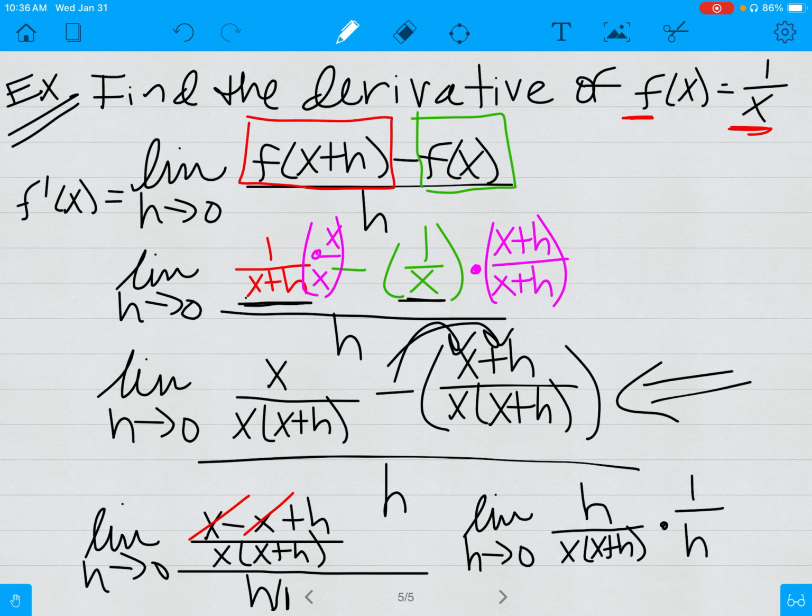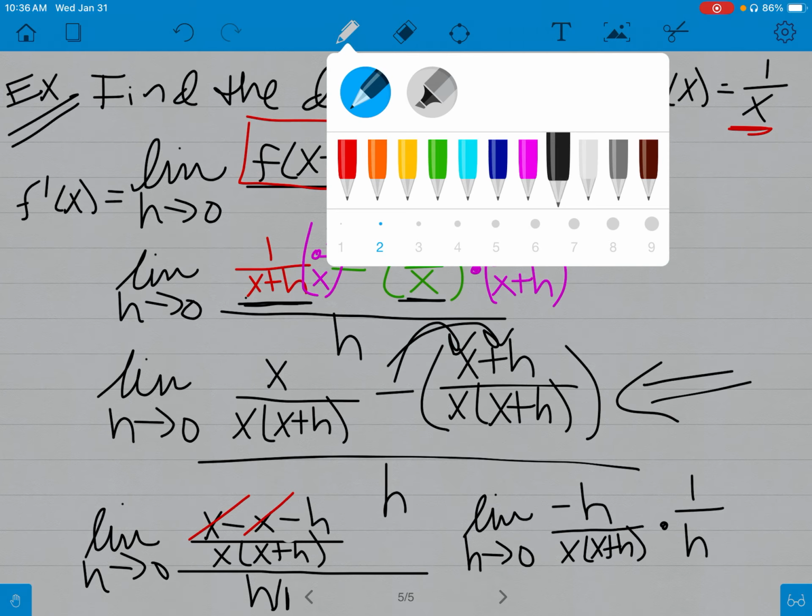Oops, and I just realized, you guys might have caught me out on this earlier. I had x minus x plus h. It's actually x minus x minus h in the numerator. I am so sorry about that. So this should actually be a negative h. I knew something didn't look right. Okay, so we have negative h over x times x plus h times 1 over h.